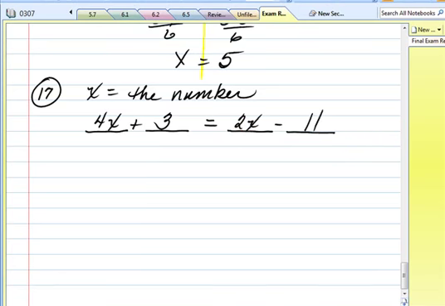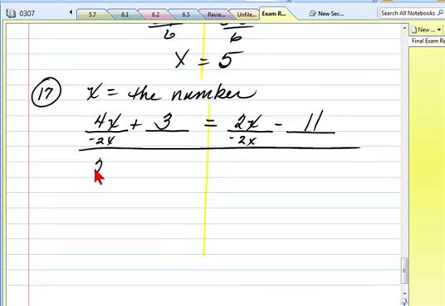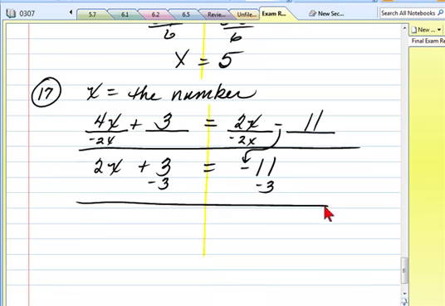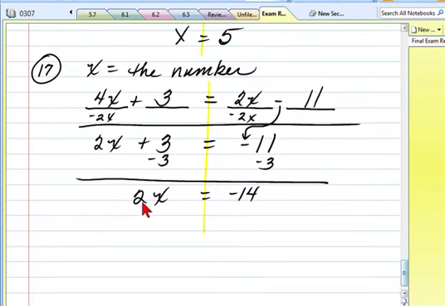Okay, so now I need to solve that. I have variables on both sides, so I'm going to subtract 2x. That gives me 2x plus 3 is equal to negative 11, so make sure you hang on to that negative sign. Subtract 3 from both sides. I have 2x is negative 14. Divide by 2. X is negative 7.